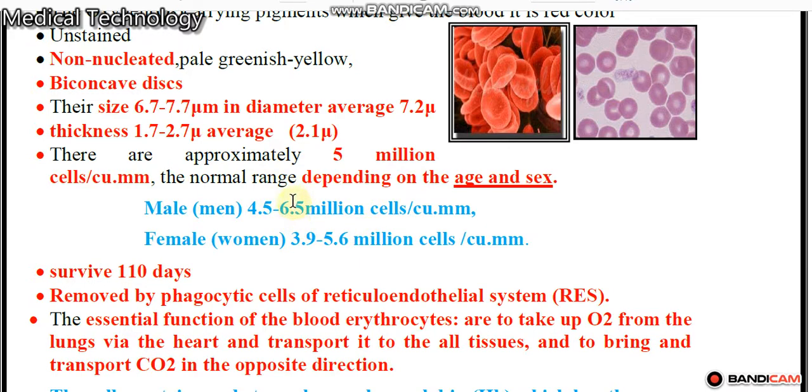If the number is more than 6.5, or more than 5.6 in female, this is called polycythemia. Polycythemia.